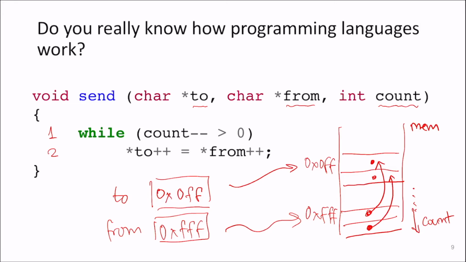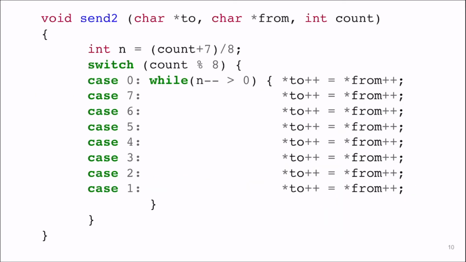Now let's see if we can take this function, change it, and see if you still understand it. Let's change send into a new function called send2. Send2 is seemingly doing the same thing as send, but instead of 2 lines of code, there are 10 lines of code. It's still copying from one location to another, so it's doing roughly the same thing. You can see it has 8 of them.